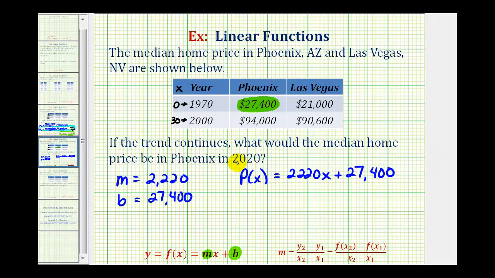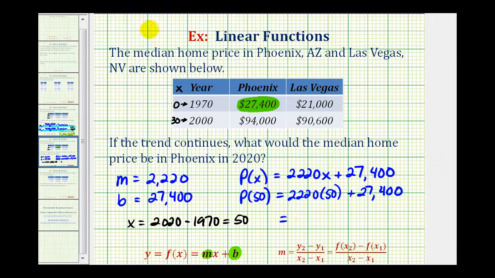Now to find the value of x to represent the year 2020, x is going to be equal to 2020 minus the base year of 1970. So we'll use x equals 50 to predict the median home price in Phoenix for the year 2020. So p of 50 is going to be equal to 2,220 times 50 plus 27,400. This comes out to 138,400. Again, this would be our prediction for the median home price in Phoenix for the year 2020.